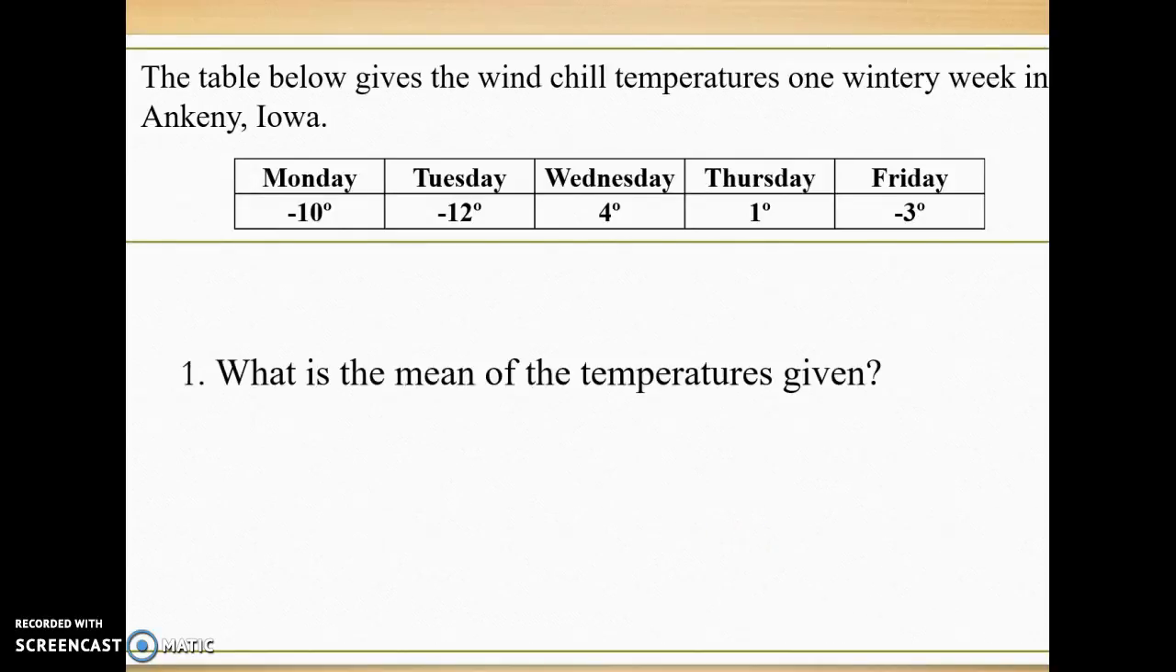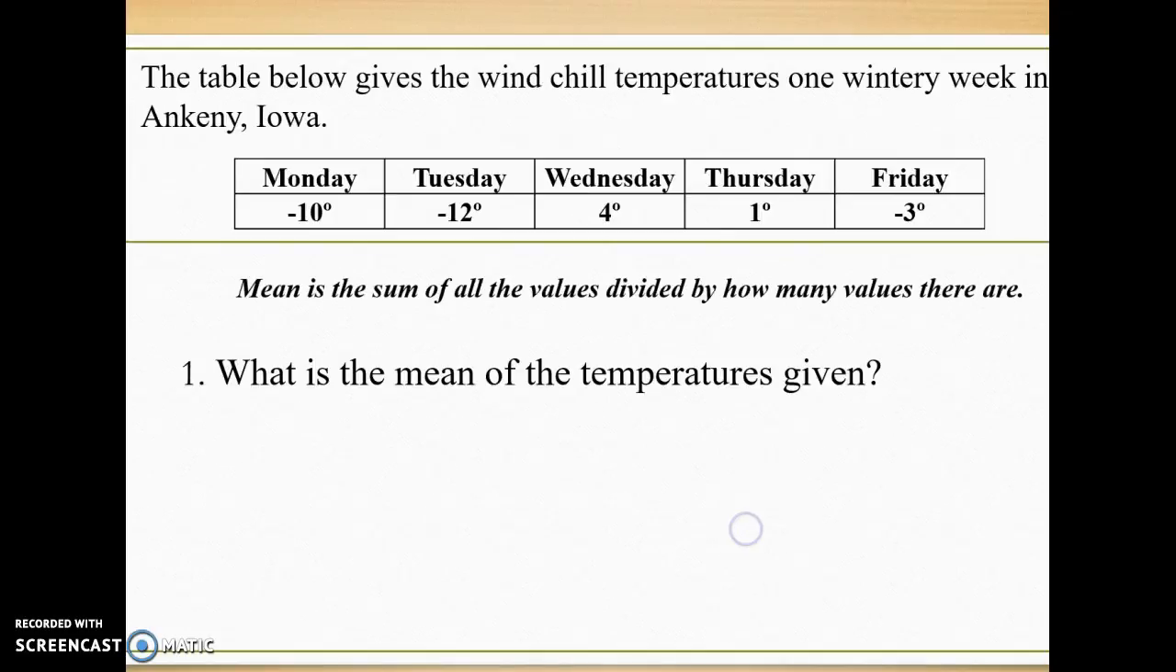First of all, what's the mean? Mean is the average. And how do we find the average or the mean? The mean is the sum of all the values divided by how many values there are. So in order to find the mean, we add up all these temperatures together, and then we divide by how many we have, which is 1, 2, 3, 4, 5. We would have to divide by 5.